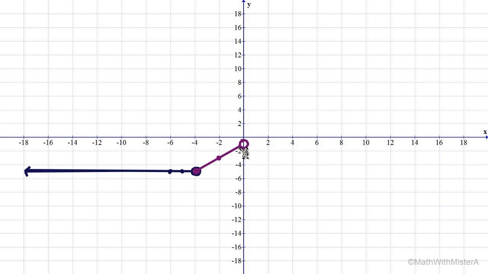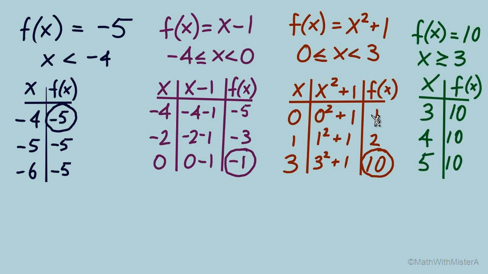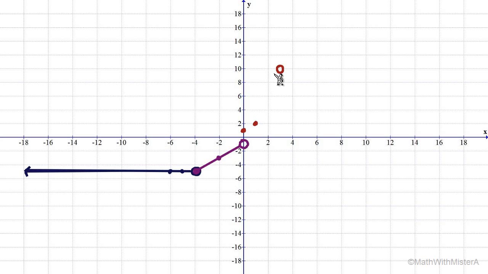The third piece, let's hop back to those tables. Here we go, 0, 1, 1, 2, and then 3, 10, and we'll have an open circle at 3, 10. There are those points, and it is part of a parabola, so I do want to see a nice sort of curve forming here. There we go.